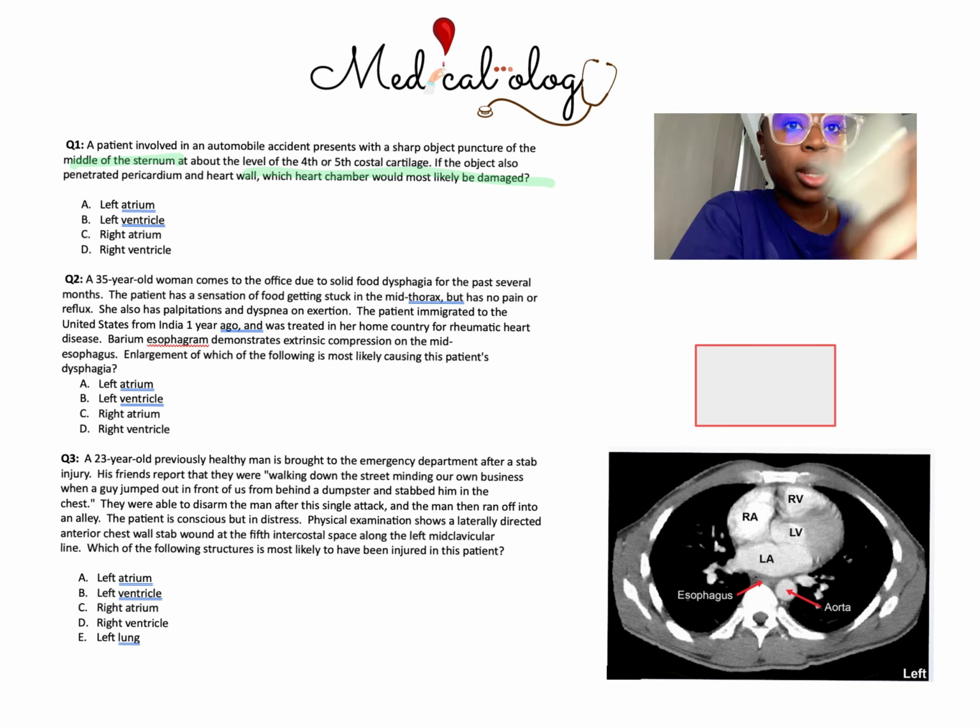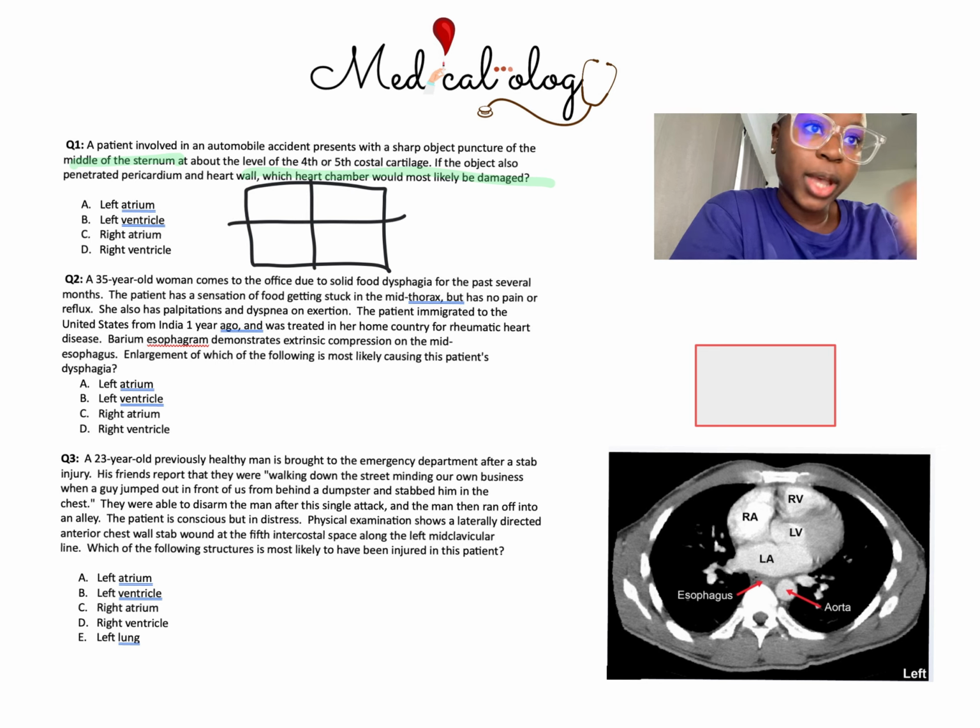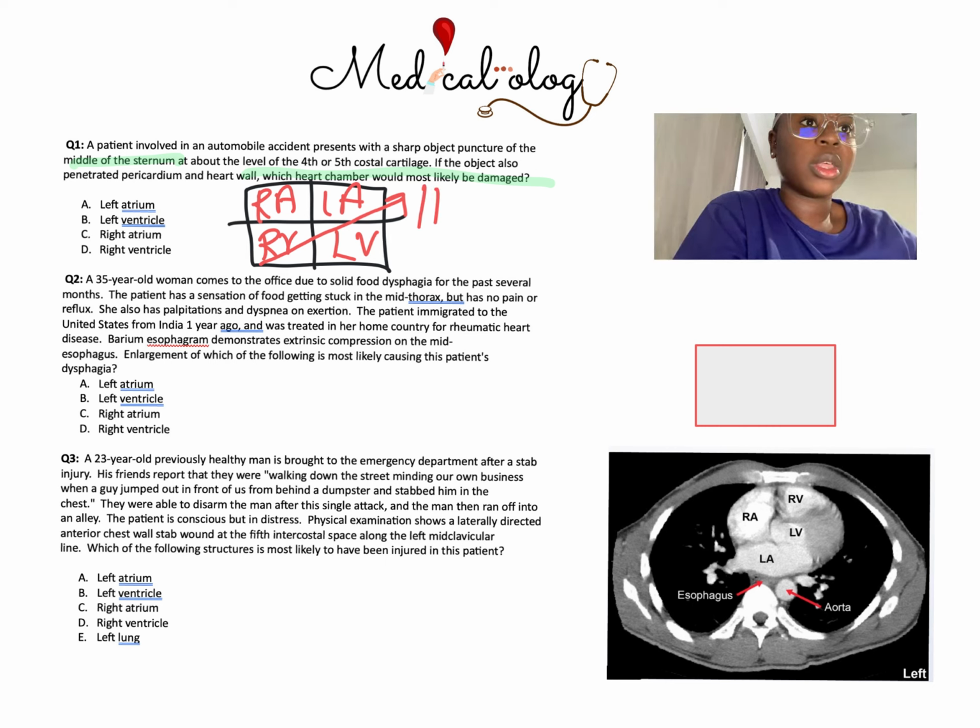So here goes my mnemonic. So here, we have to draw a box. We're going to draw a square. We have 4 chambers. And we're going to draw in the first one, which is the right atrium, right ventricle, left atrium, left ventricle. We're going to draw a line between the right ventricle and left atrium. We're going to draw 2 lines next to the esophagus. And we know that this is our esophagus. So we know that the left atrium is next to the esophagus, okay?